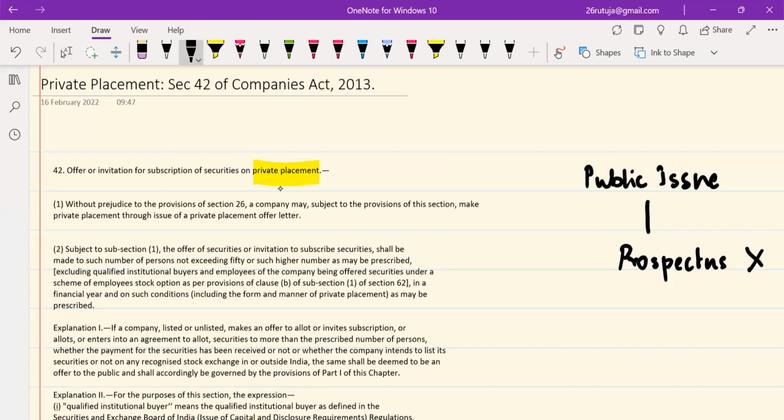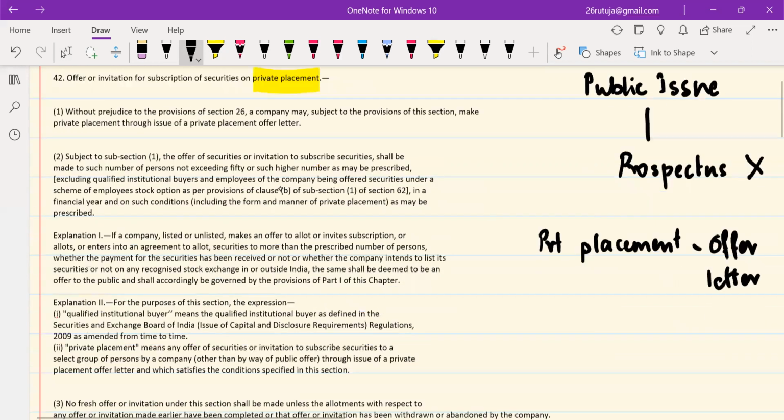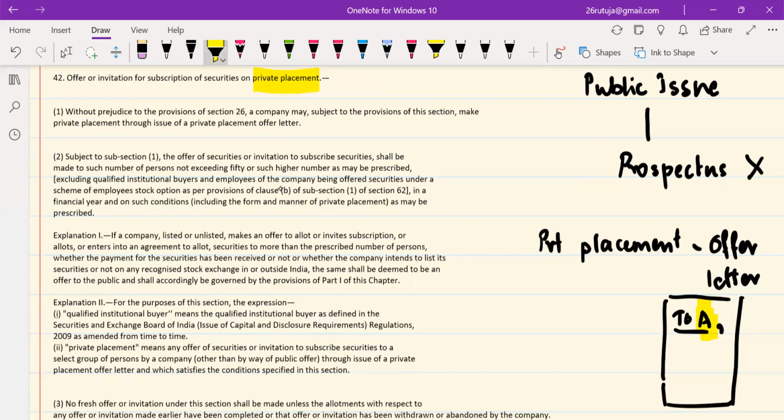Instead of a prospectus, companies will have to make an offer letter. The letter is addressed to a particular person. So the company has already identified its investors and they send letters to those respective persons only.